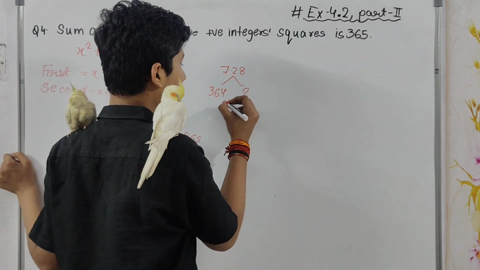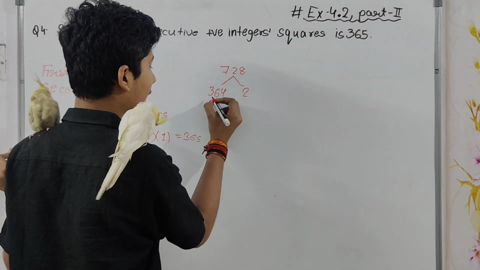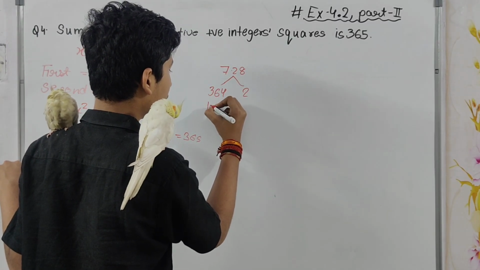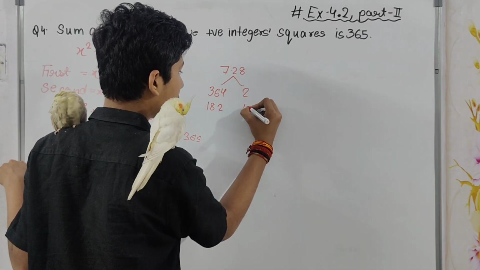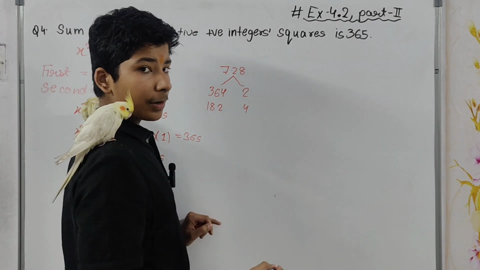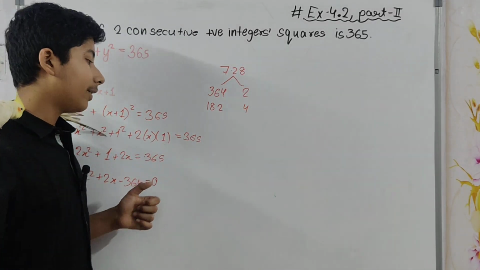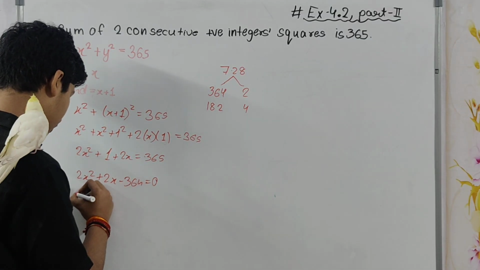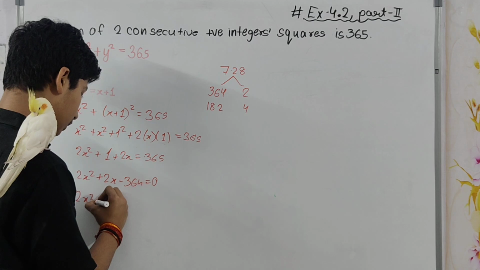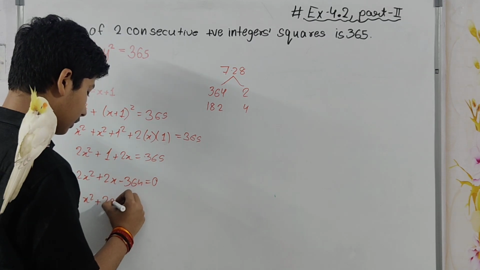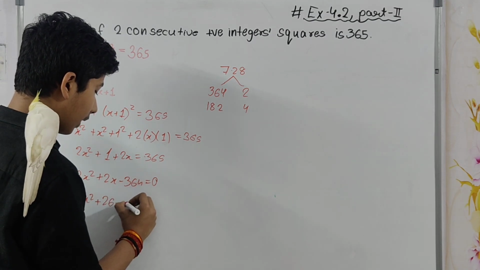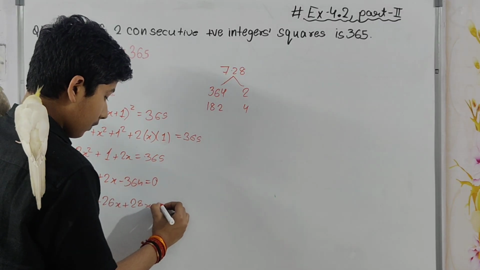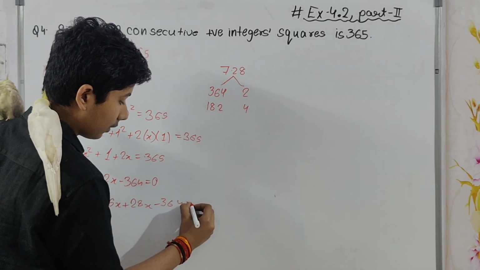Now 364 into 2, and also we can write 364 by 2 is 182, and so on. But when we continue till the end, we will get two numbers which are 26 and 28. So 2x square plus 26x plus 28x minus 364 equal to 0.